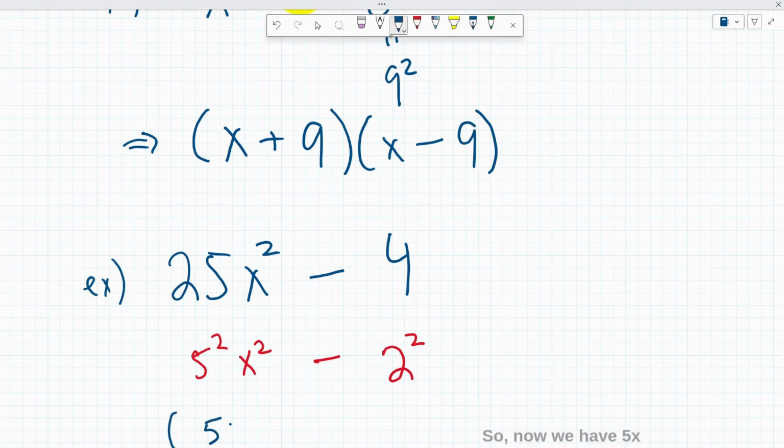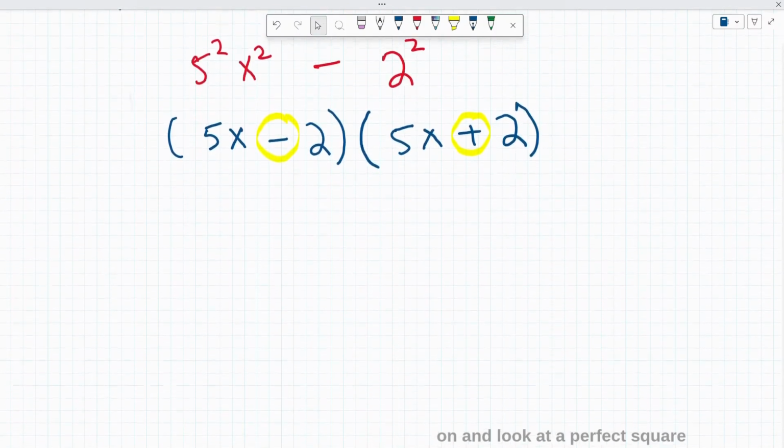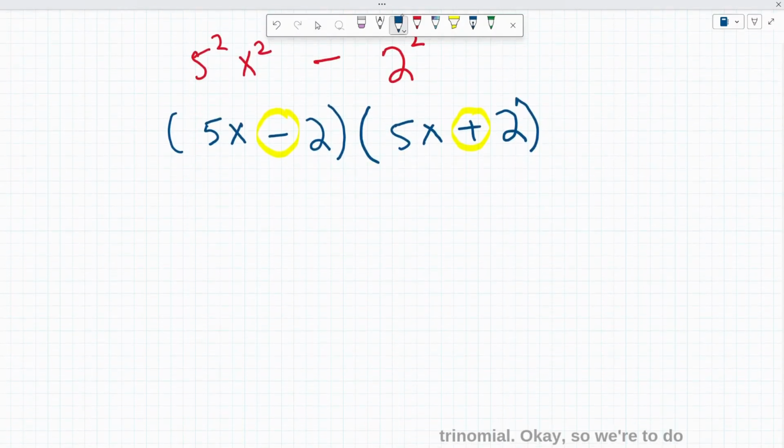So now we have (5x minus 2) multiplied by (5x plus 2). Just so you know, it doesn't matter whether you have the negative first or the positive first, because multiplication here is commutative, meaning that order doesn't matter, just as long as you break up this difference of squares into the first term minus the second multiplied by the first term plus the second, or vice versa. Okay, now that we've mastered this skill, let's move on and look at a perfect square trinomial.